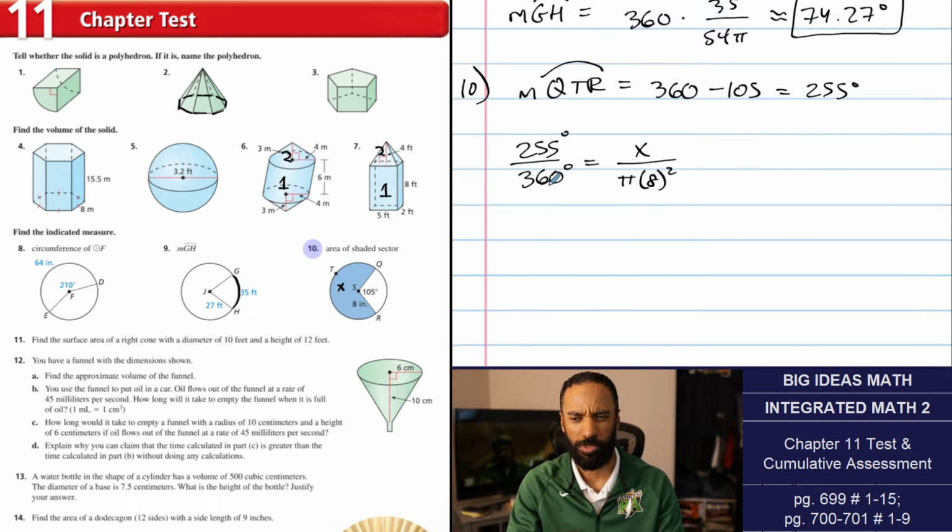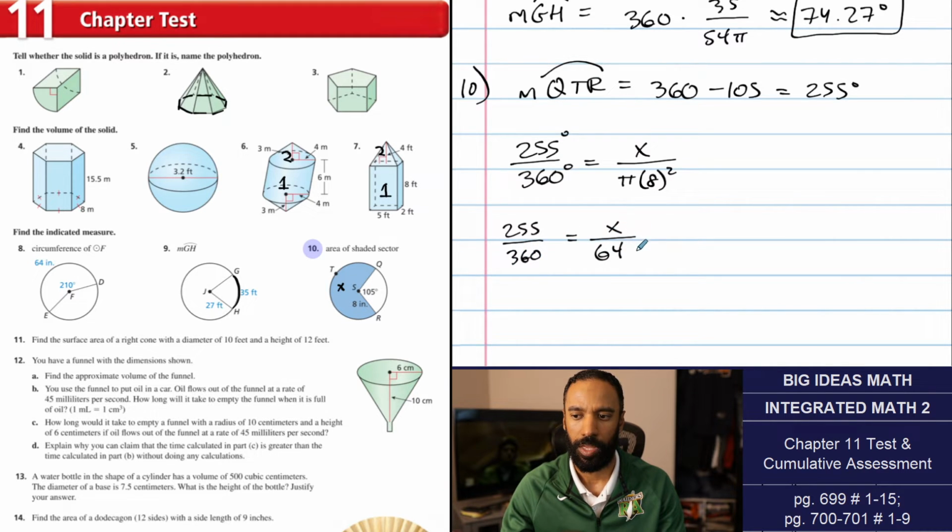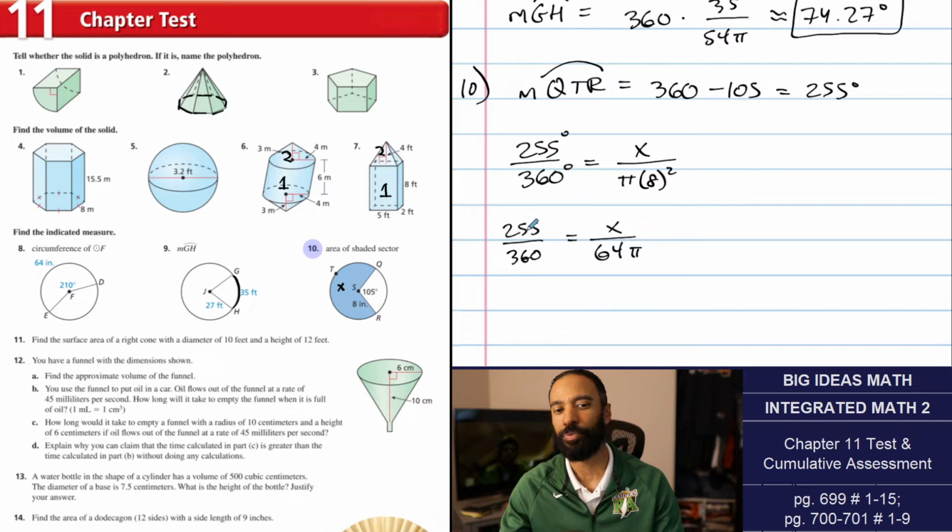I'm not going to bother reducing this fraction. I think ultimately I can only divide it by 5 anyway. It's not the biggest bummer. But this will turn into 64 pi. So 255 out of 360 equals x out of 64 pi. We got to take 255/360ths of 64 pi.